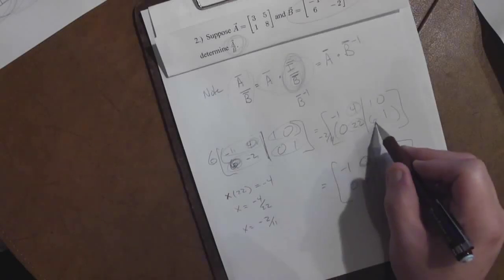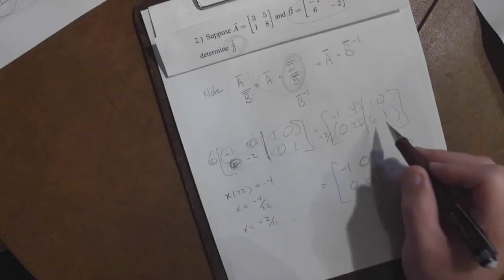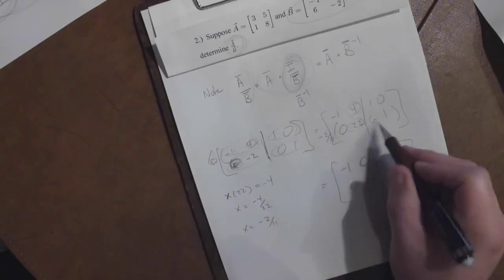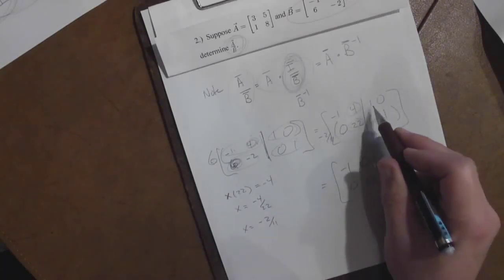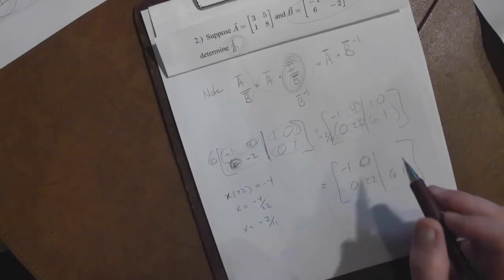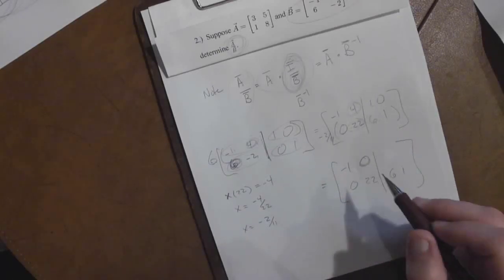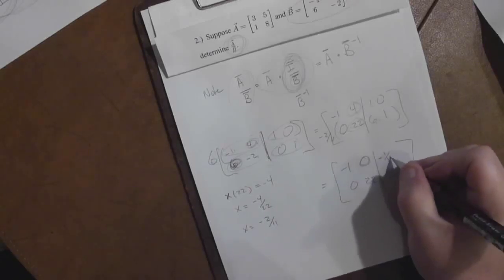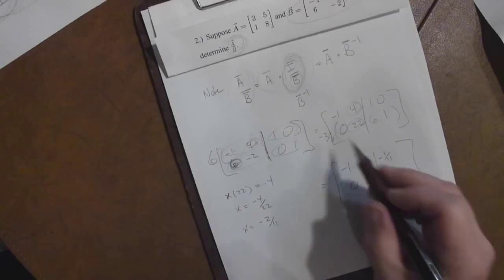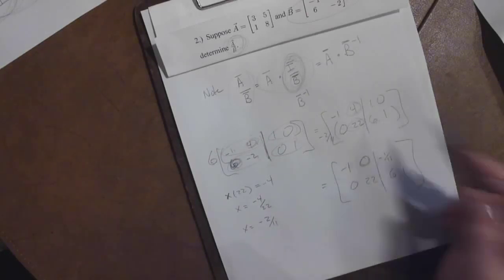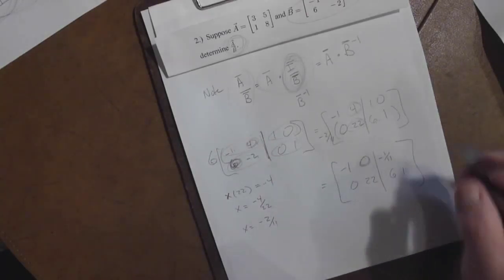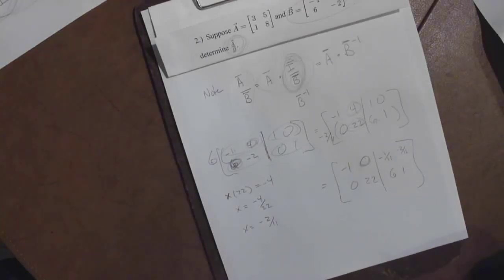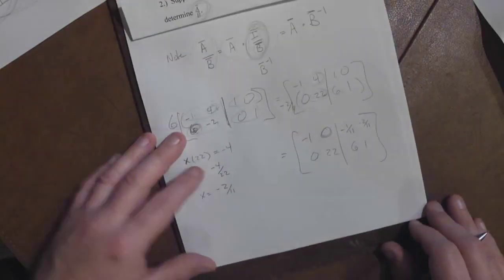Negative 2/11 times 6 is negative 12/11. So we're going to have negative 12/11 plus 1. Well, that would be plus 11/11. So negative 12/11 plus 11/11 is minus 1/11. And then negative 2/11 times 1 is negative 2/11 plus 0 is negative 2/11. Where we're now really close to finding the inverse.